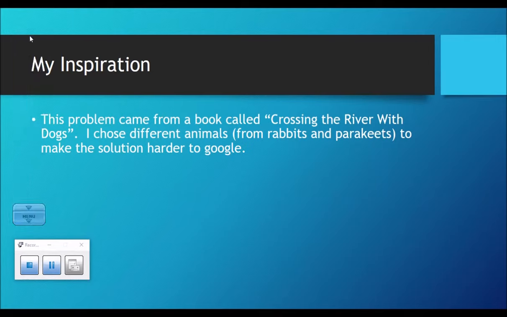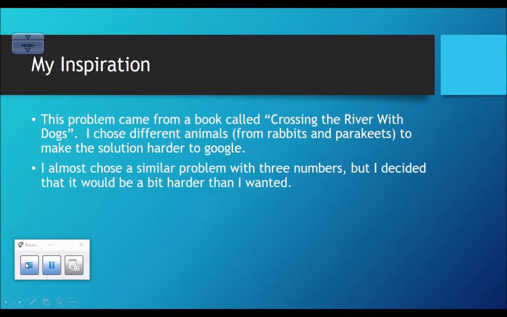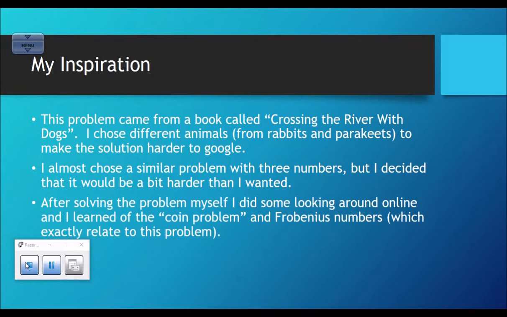My inspiration for this problem was actually a book called Crossing the River with Dogs. I changed the animals from rabbits and parakeets to gerbils and parrots, just to make it a little harder to find online, but it's the same exact problem. I almost chose a similar problem with 3 numbers, but that's a lot harder, and I didn't want the problem to be that hard. I wanted it to be really accessible and easy to get at.